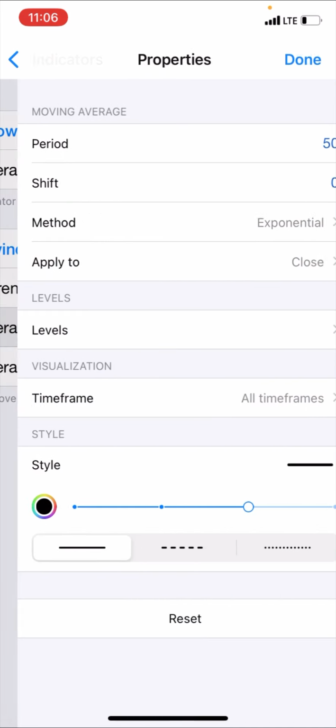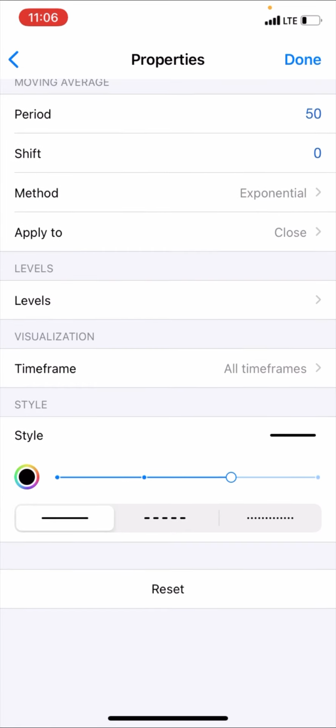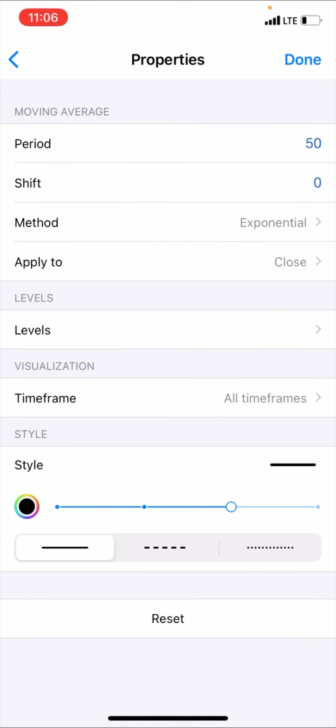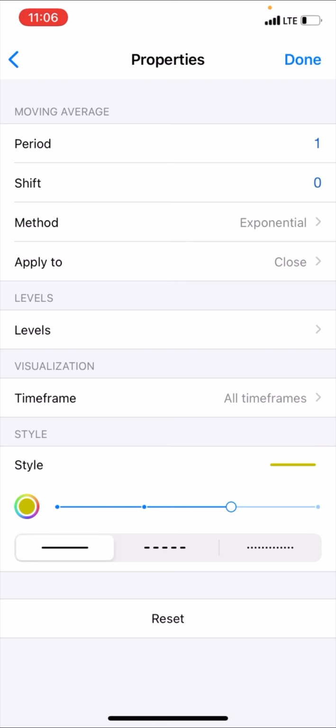The next one is the moving average with parameters going this way: period 50, shift 0, method exponential, apply to close, all time frames, of course. For the styles, you can use any color you like, but make sure it is visible on your screen. Click done after that, and then add the last one, which is the moving average again. The period this time should be 1, shift 0, method exponential, apply to close. You don't need levels, and the time frame should be all time frames. For the style, you can choose any color.